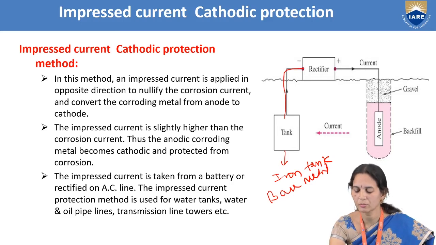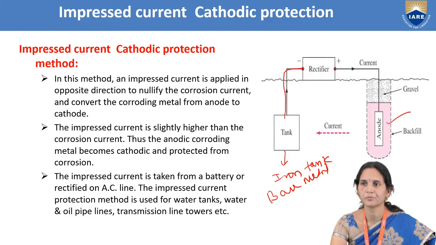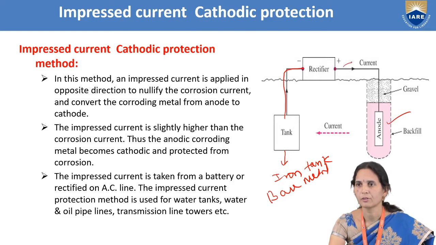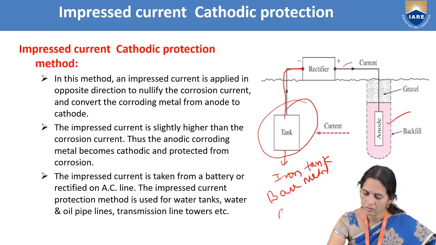Here we are connecting the negative pole of the battery to the tank. To the positive pole of the battery we are connecting the anode. Now we supply the current, and when we supply the current, this tank behaves as a cathode.